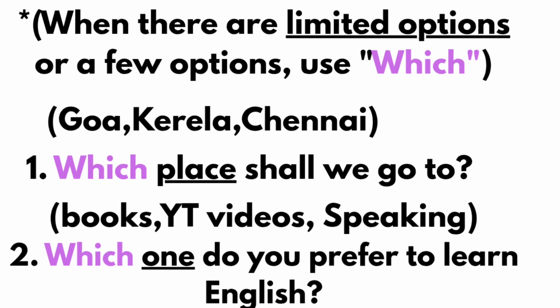When there are plenty of options, use what. When limited options are there, then use which. Sometimes people use them interchangeably. They use which instead of what. Of course, that's correct. But if you want to speak grammatically, you can use this, right? I hope this is clear.